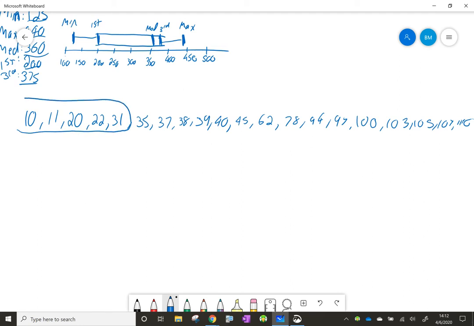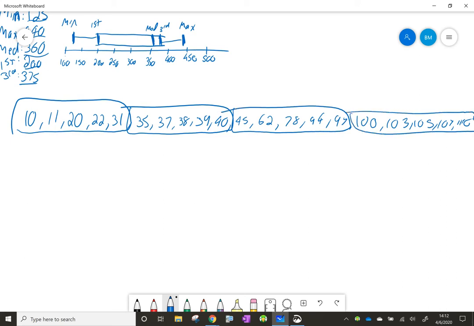Okay, now there are 20 numbers here. I've got 5 numbers here, 5 numbers here, 5 numbers here, and 5 numbers here. My median, if I were to find the median of all this, would be somewhere between 40 and 45, so it'd be 42.5 right in the middle.